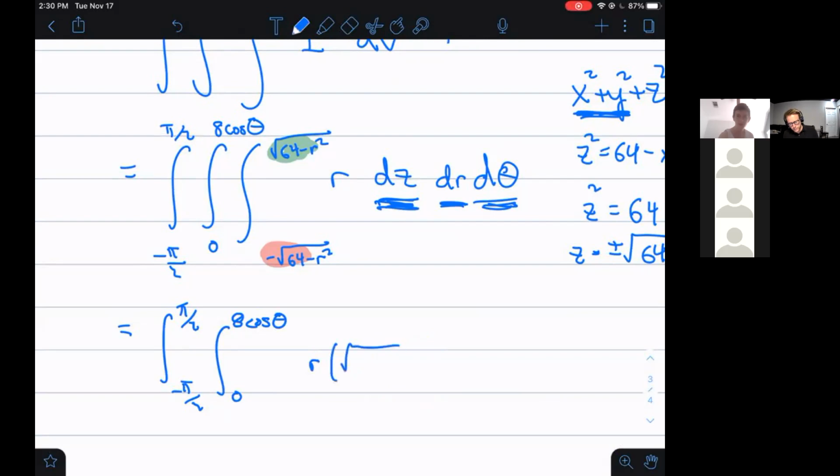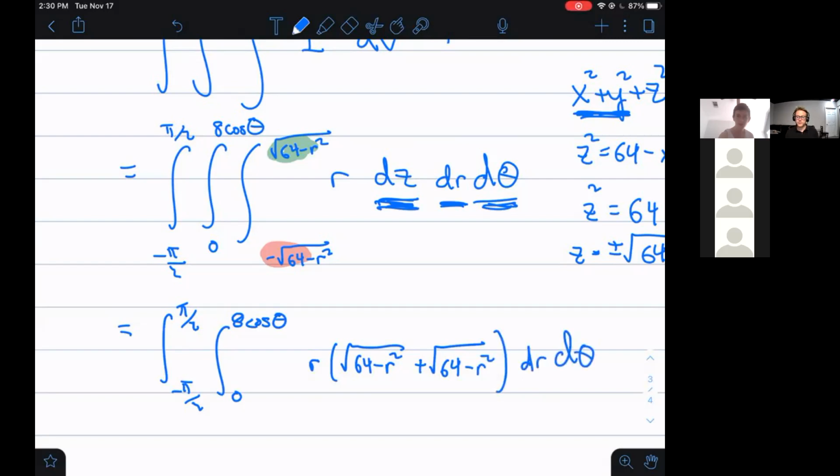So I'm going to do positive root 64 minus r squared, and then I'm going to subtract away, and the bottom bound is also negative, so minus a negative is plus square root of 64 minus r squared. Still have my r's and my thetas to go.